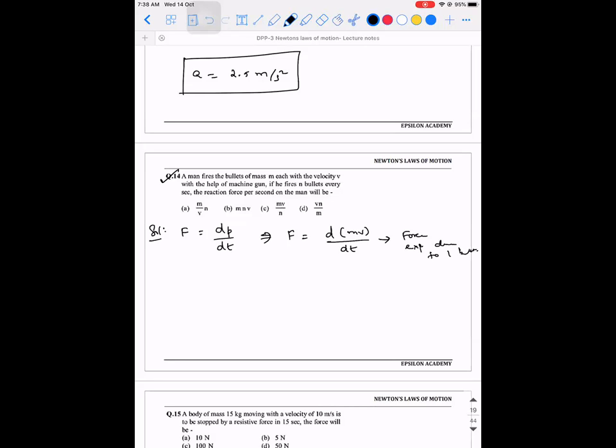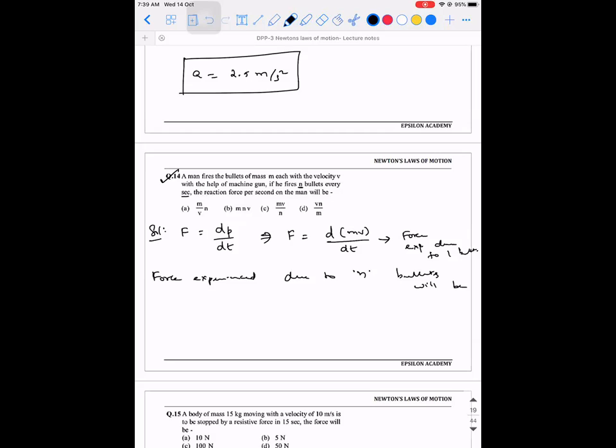There is a force experienced due to one bullet, right? Force experienced due to n bullets will be... But here, if you see, small n is not the number of bullets. Rather, what have they given? Read the question. Number of bullets per second. So how many bullets are actually fired per second? So n into 1.